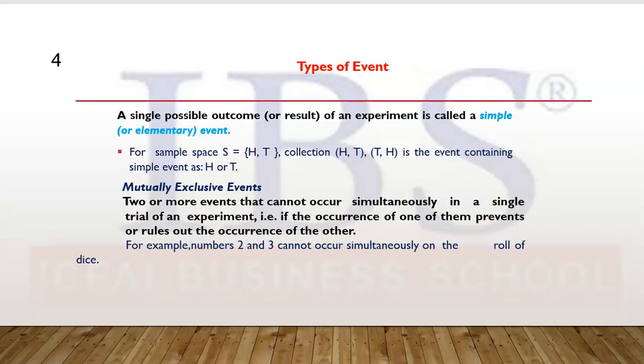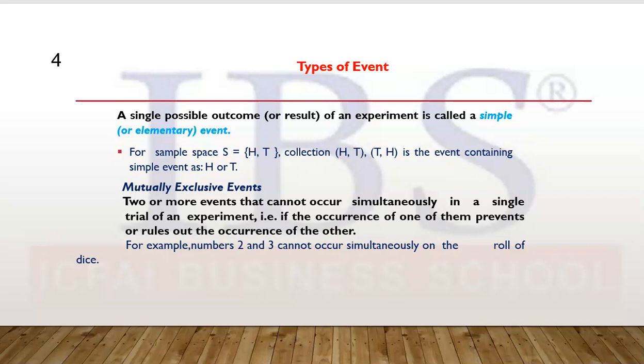Next, let us understand the various types of events. A single possible outcome of an experiment is a simple event. Now when you toss a coin, you get head or tail. There is just one. The sample space can be H or T, and the possibilities can be either H or T. These are the only possible outcomes.